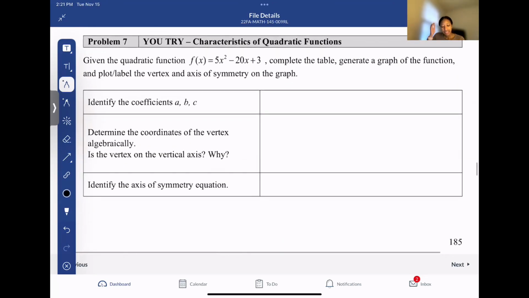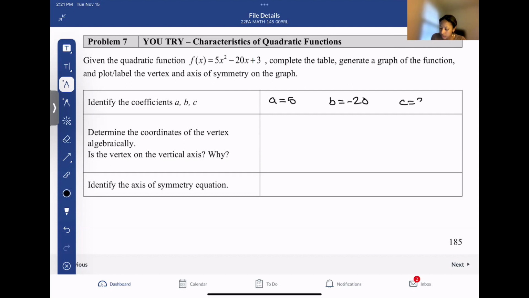Number 7, given the quadratic function f of x equals 5x squared minus 20x plus 3, complete the table and generate the graph of the function and plot and label the vertex and the axis of symmetry on the graph. All right, let's do it. First, we want to identify A, B, and C. A equals 5 here. B is -20. C is 3. All right, that should be an easy part for us.